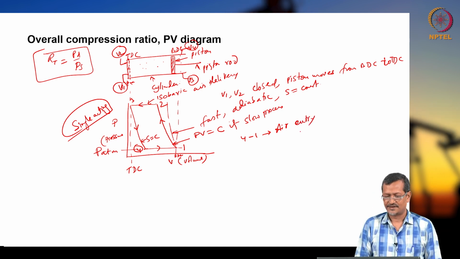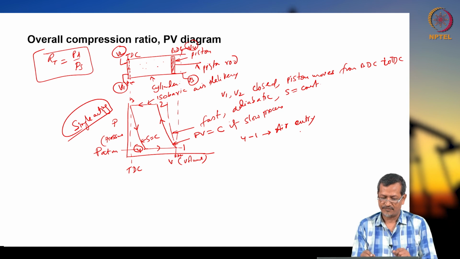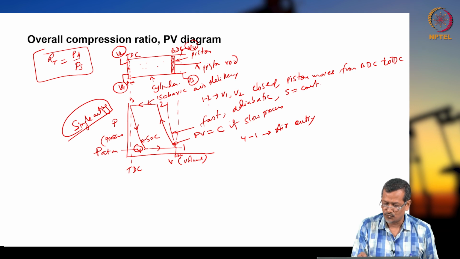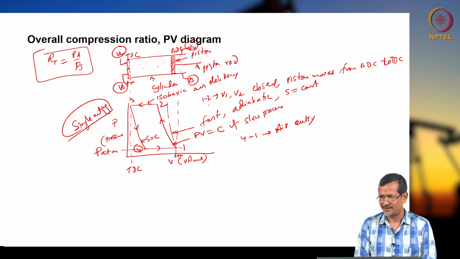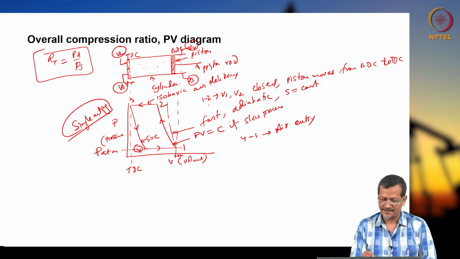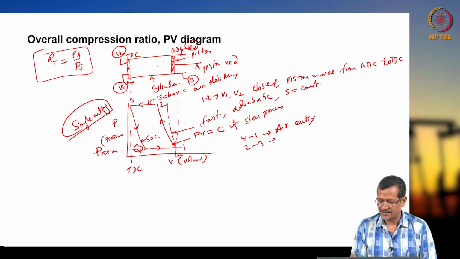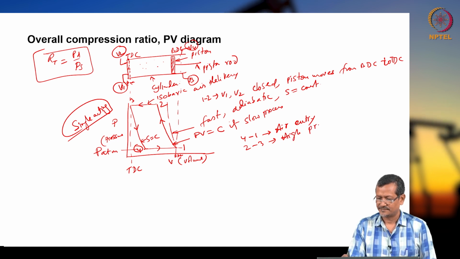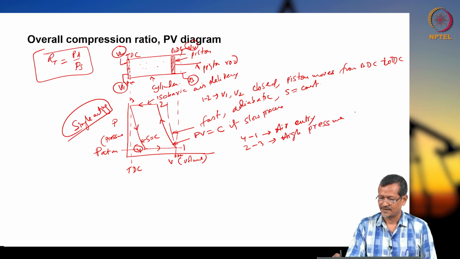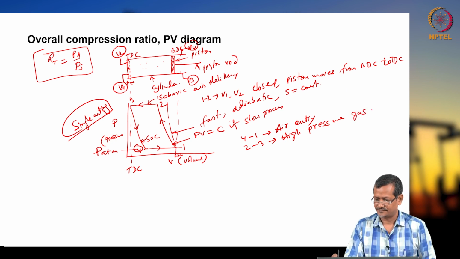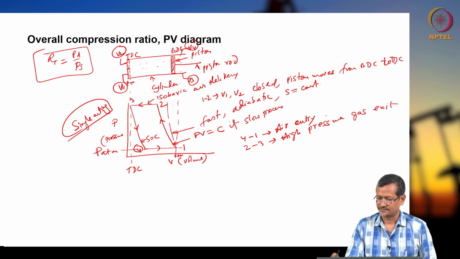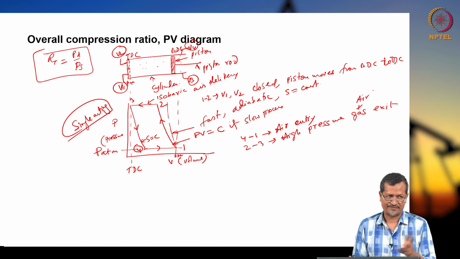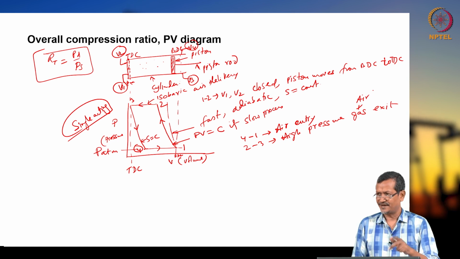So then what happened? V1, V2 closed, piston moves BDC to TDC, process 1 to 2. Then 2 to 3, what is happening? 2 to 3 is air exit at high pressure, gas or air. If you say gas it is okay, you say air it is also okay, fine. Then 3 to 4, what is happening? Expansion.